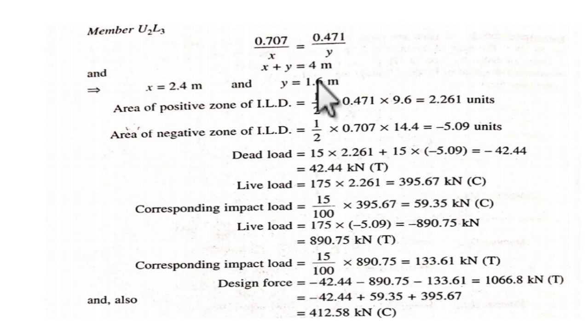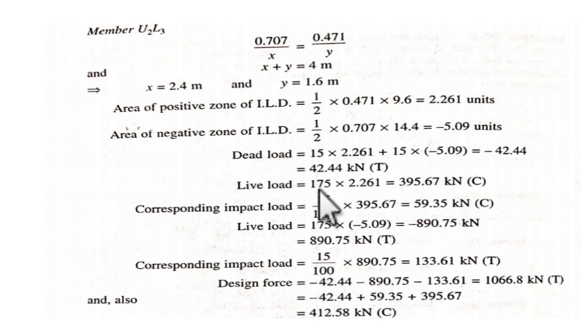So this we are finding separately. Why are we finding separately? Because one portion of the ILD is positive and one portion is negative, so it's a combination of both compressive and tensile forces. For our sign convention, we take positive values as compressive force and negative values as tensile forces. If you combine these values, it is minus 42.44. So that means this dead load, whatever value is coming, is tensile.